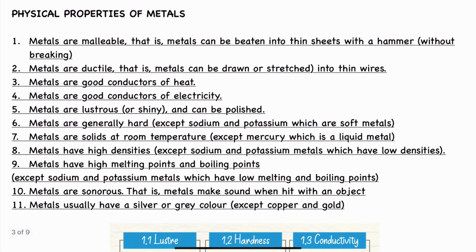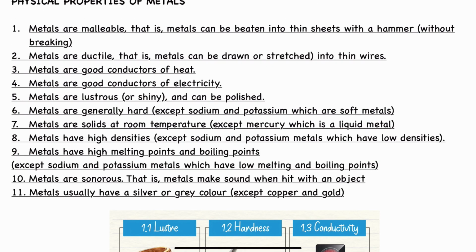Now we have physical properties of the metals. When you see the metals, how can you observe them on the basis of their physical properties? Metals are malleable, that is, metals can be beaten into thin sheets with a hammer without breaking. For example, nowadays the festivals are coming, so you will see the shiny silver coating or silver foil on the sweets. That is very thin, right? Beating the metal so that it turns into thin sheets. They are not brittle. If we hammer it, it is not powdered. No, it won't be powdered. It will turn itself into thin sheets.